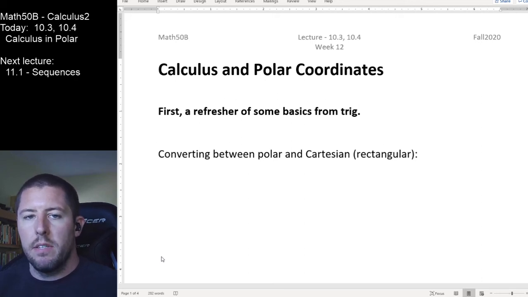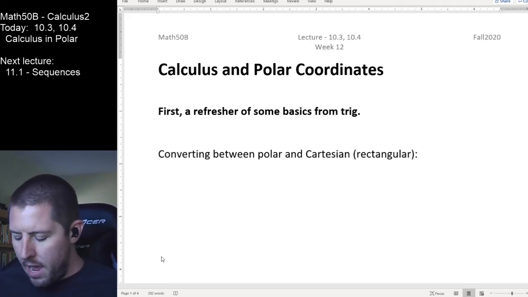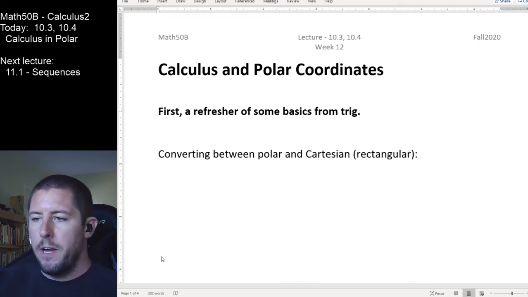Section 10.4 gives us our slightly more advanced ideas, our ideas about integration associated with polar, and we'll wrap up with all those guys here today. This won't be really too terrible to get through here.